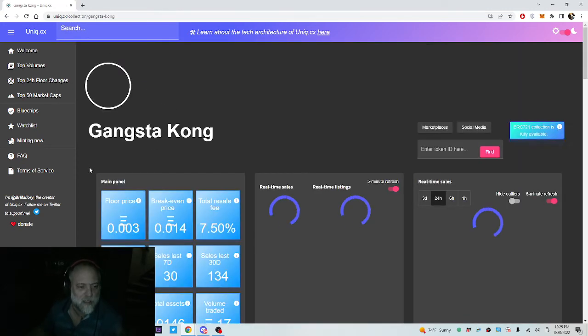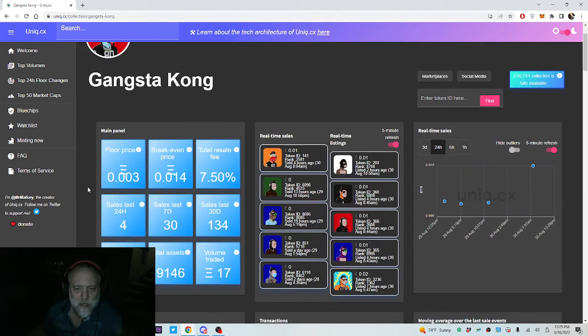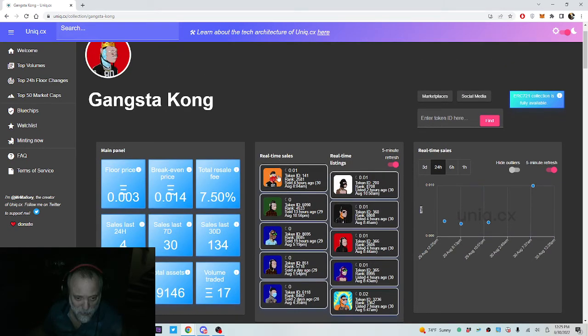Since I know you're in the class all the time, I think you'd like to look at how it looks on your project. Somebody got a steal this morning, grabbing the gold fur for 0.01.